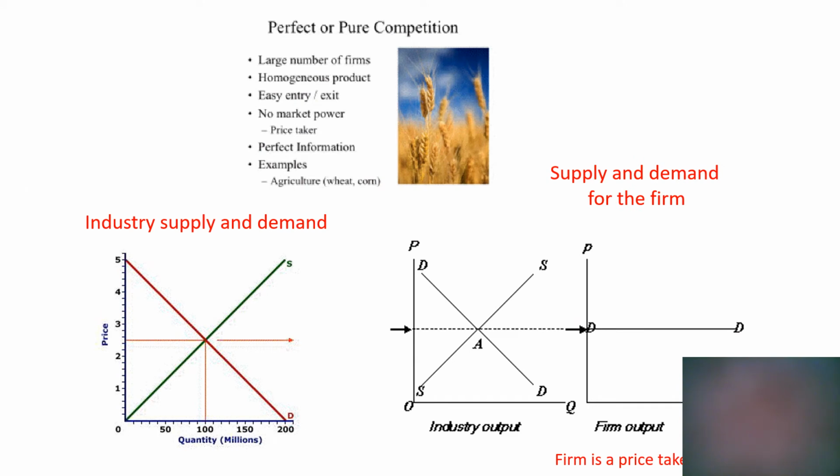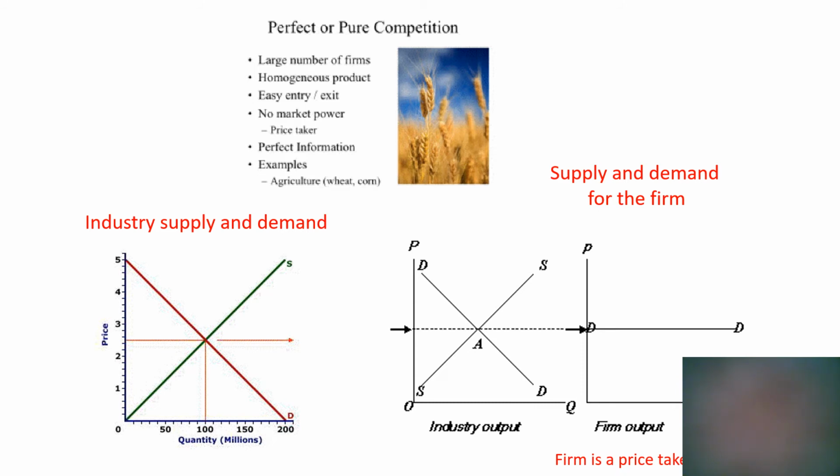The characteristics of pure competition are as follows. There are a large number of firms. They have a homogeneous product or a standardized product. That means that it's hard to recognize one producer's product from the other producer's product because they are so similar. It's easy to enter or exit the marketplace. Sometimes we refer to this as barriers of entry. With pure competition, the barriers to entry are low.